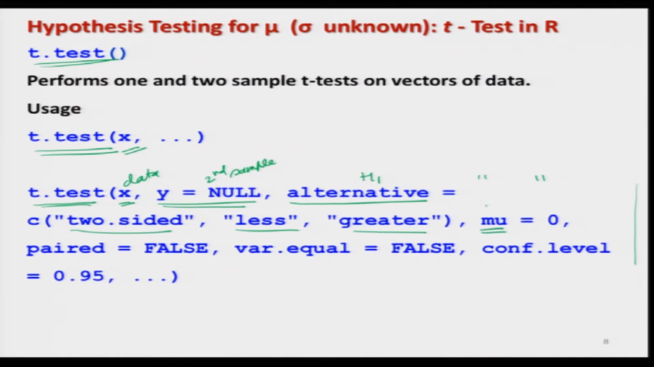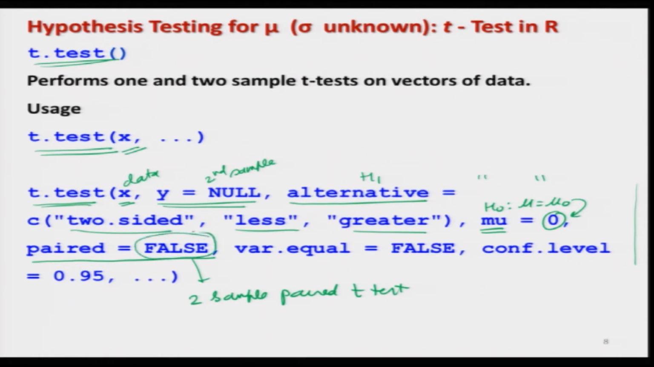Mu here is the value of H naught, mu equal to mu naught. So, this is the value of mu naught. By default it is taken to be 0, but you can give any value here. Now, the next option here is paired. Paired is related to when we are trying to do the two sample paired t-test, that means when the observations are paired. That is why this is a logical variable, it can take the value true or false. So, whenever you are conducting the two sample paired t-test, this value will simply become true, that is all.